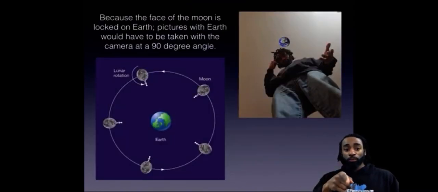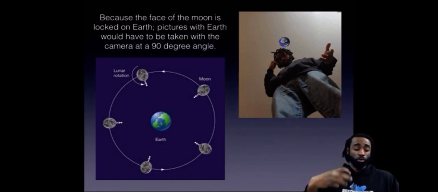In this little picture here, it's showing that the head of the man on the moon is facing towards the Earth the whole time, right? Okay. Because the face of the moon is locked on Earth, pictures with Earth would have to be taken with the camera at a 90-degree angle, meaning the camera needs to be facing straight up in order to take a picture of the Earth.